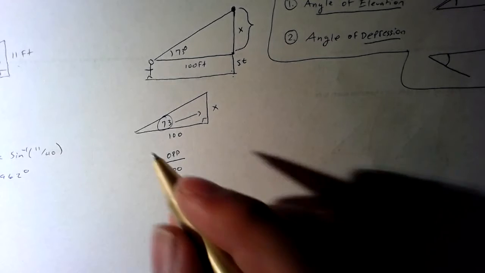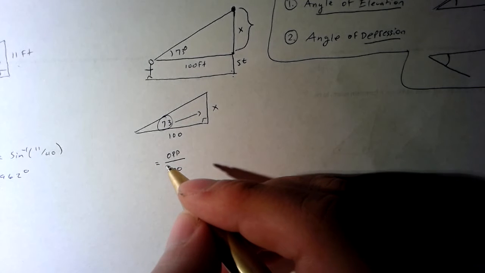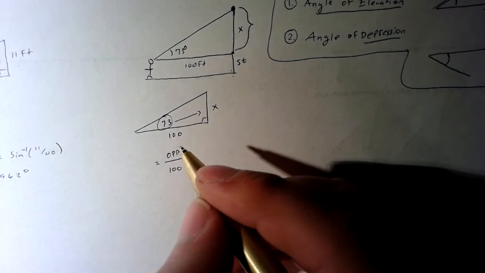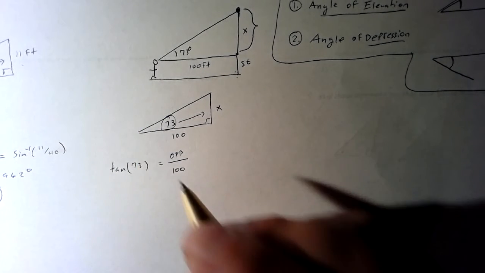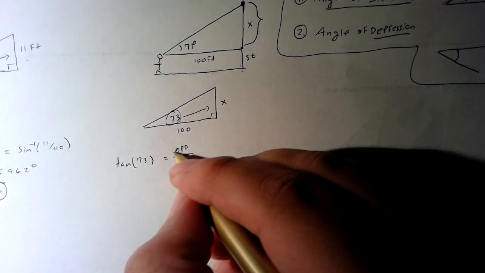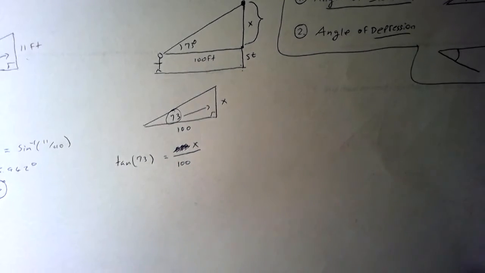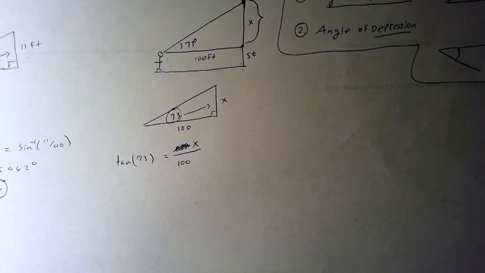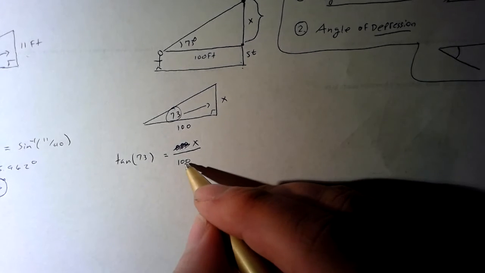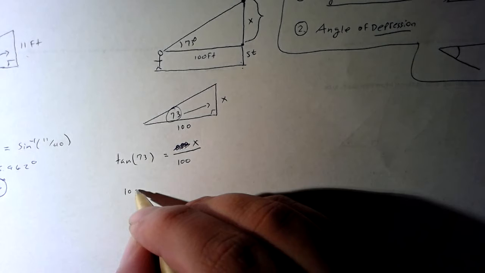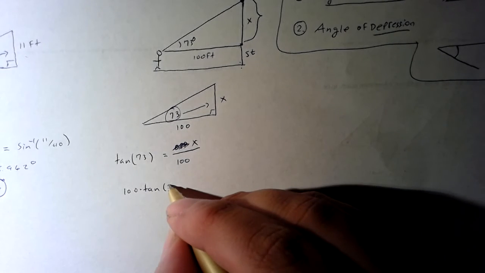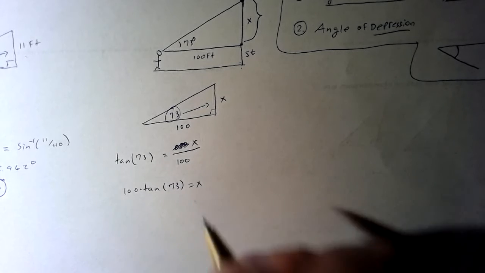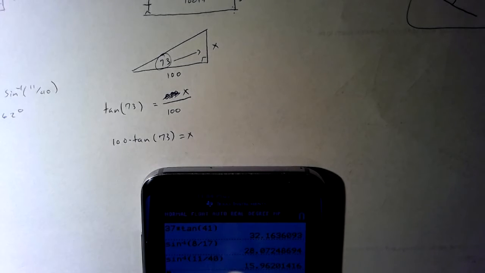This is equal to, which one has an opposite and adjacent? TOA, which means tangent. So tangent of 73 degrees equals opposite, which in this case is just x, which we're going to solve for, over adjacent, which is 100. Now we can multiply both sides by 100 using our algebra skills. So it's saying 100 times tangent of 73 equals x. Now we can go to our calculator and plug it in.